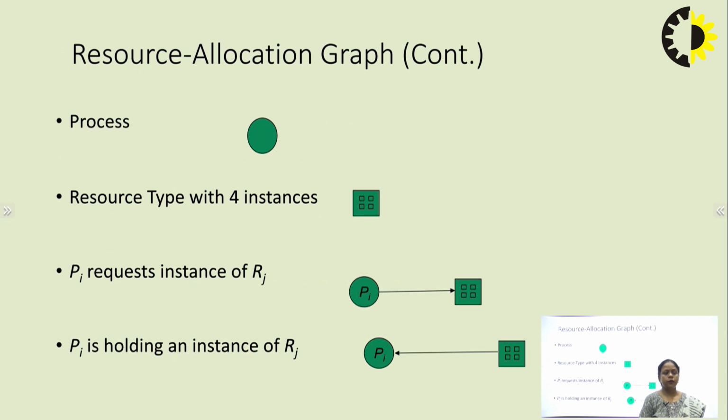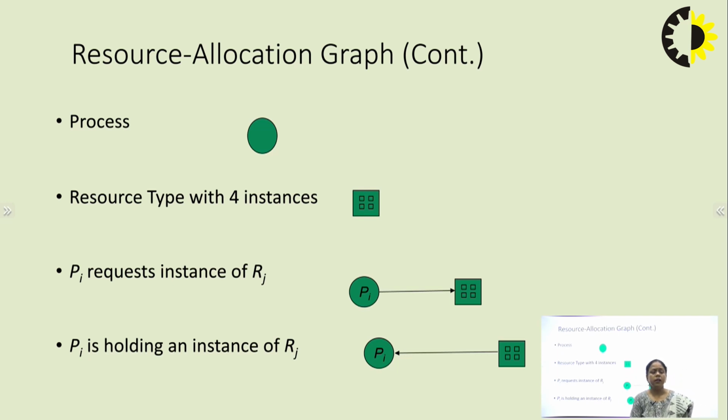You can see here, in the resource allocation graph, processes are denoted by a circle. First, this is the denotation for the process. Second is a resource type with 4 instances. We have a square for the resource. And if we have more than one instance of a resource, we can show it with small circles inside the square. So you can see here, we have 4 instances of this resource, so we have 4 small circles here.